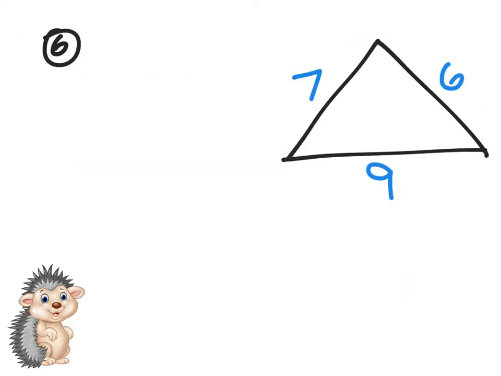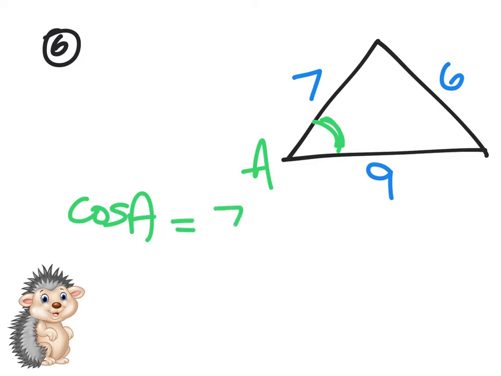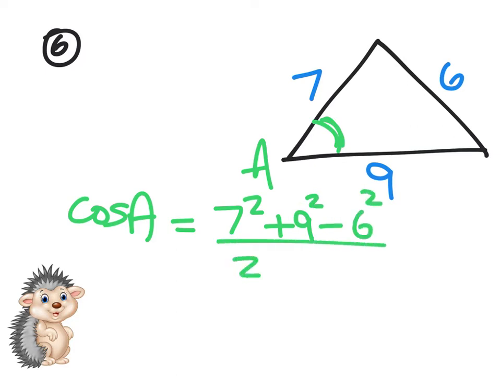Question 6, the smallest angle is opposite the smallest side. So let's say it's angle A. So cos A, using the cosine rule, is going to be 7 squared plus 9 squared minus 6 squared over 2 times 7 times 9. You should know how to work it out from there.